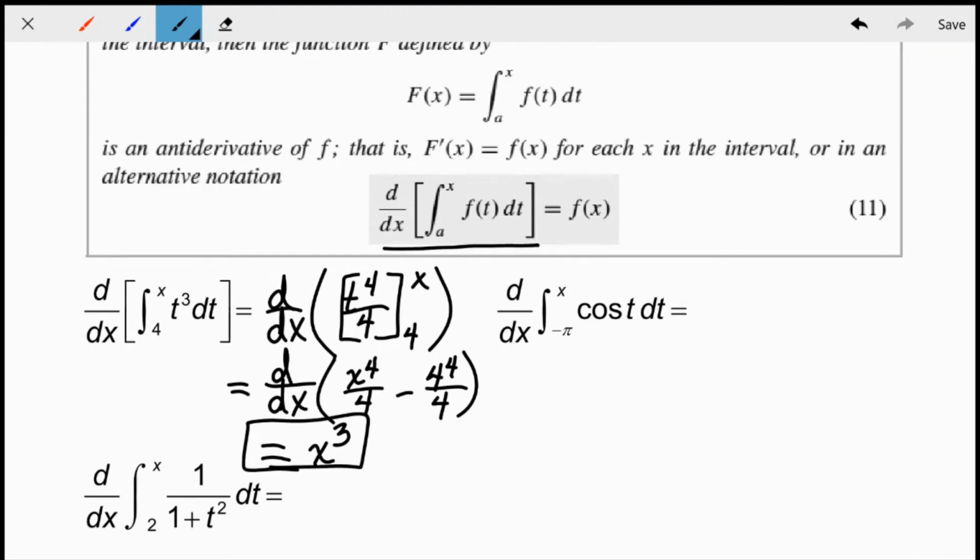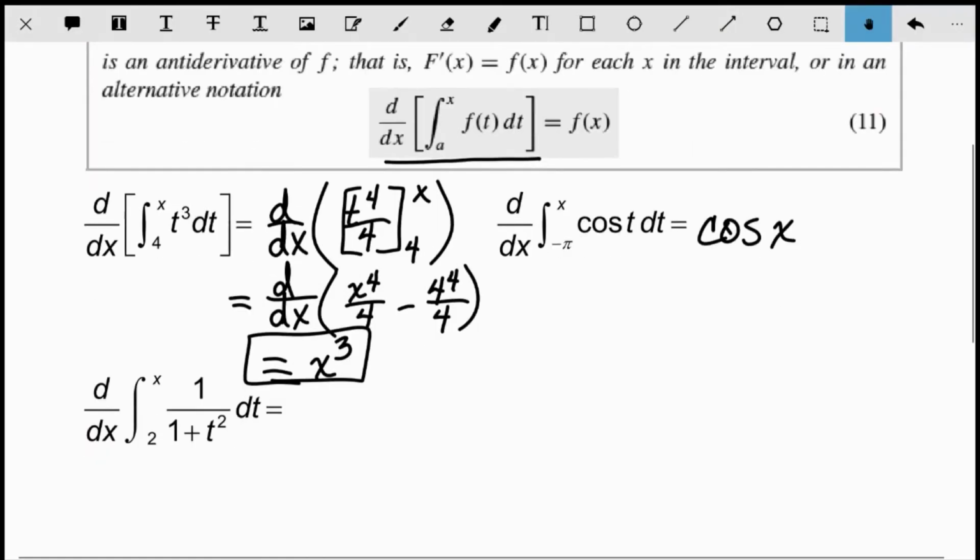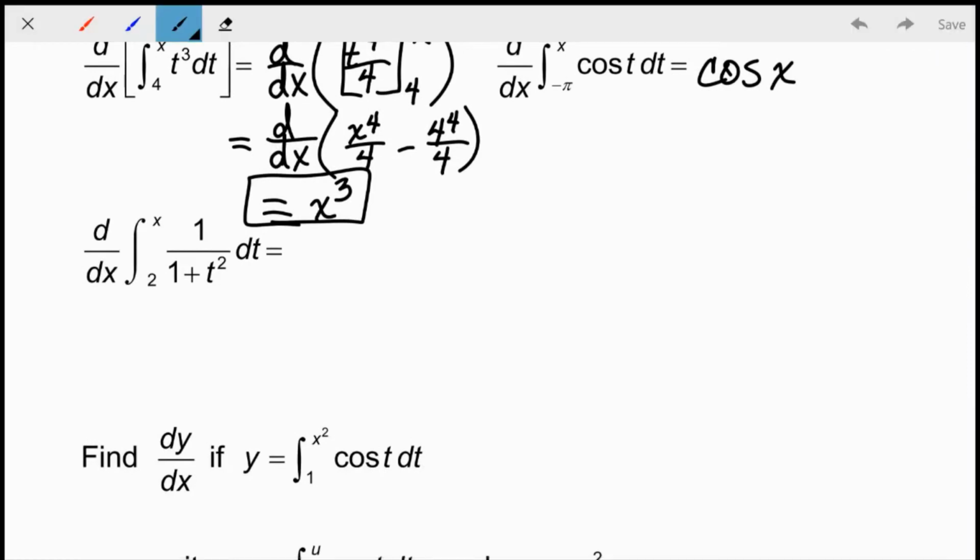So essentially, all I've done is plug the x in for the t because I took the integral and then I took the derivative. I did inverse operations. Okay, so knowing that to be the case, when you see problems like this second one, the integral from negative pi to x of cosine t dt, I already know that this is just going to be cosine x because I know I'm going to take the antiderivative and then I'm just going to take the derivative. So really, really simple. Same thing on this next one. I've got 1 over 1 plus t squared from 2 to x. Well, that's just going to be 1 over 1 plus x squared because I'm just plugging the x in for the t.